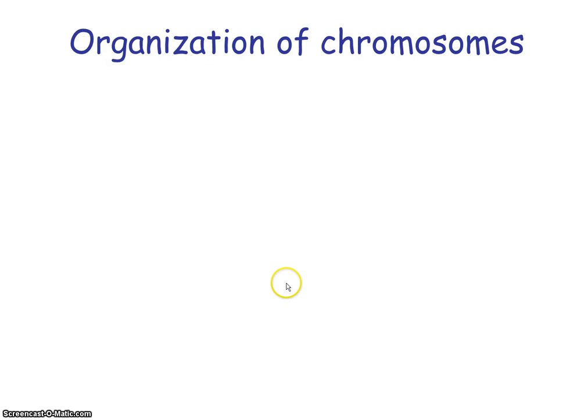Okay, so up to now we've talked about the organization of DNA in our cells, the fact that it's actually DNA and protein, and it's this mass called chromatin. And when our cells are going to divide, it coils up into these individual chromosomes, and we've talked about the structure of a single chromosome. So now we're going to talk a little bit about how those chromosomes are organized.